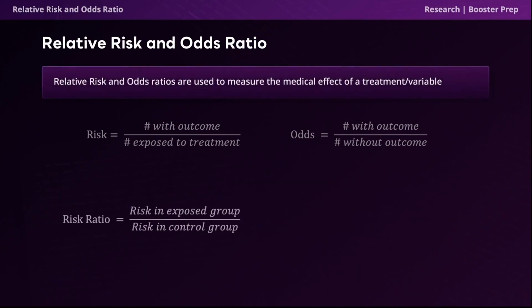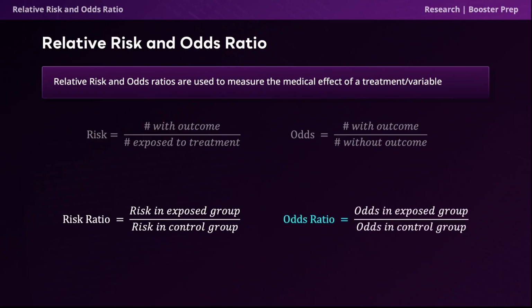Now let's discuss the risk and odds ratio. In order to calculate the risk ratio, we take the risk in the exposed group divided by the risk in the control group. Odds ratio is calculated by taking the odds in the exposed group divided by the odds in the control group. Odds ratio is high yield on your exam, so make sure that you know this formula.